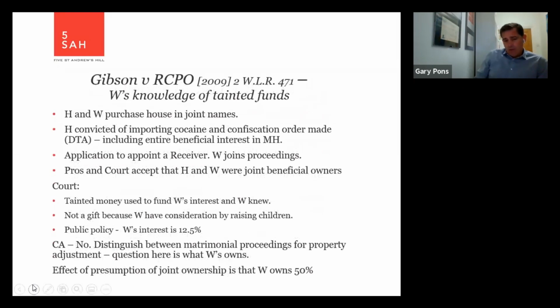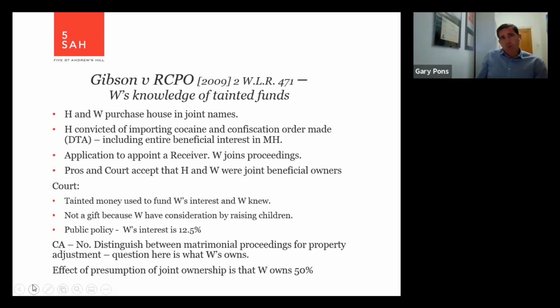So having dealt with the case of Bevan, what flows from that is the case of Gibson versus RCPO, which is another case, an earlier case, dealing with a wife's knowledge of the tainted funds. This was a case where the husband and the wife purchased the matrimonial home in joint names. The husband had been convicted of importing cocaine. The confiscation order was made under the Drug Trafficking Act, and the basis of the confiscation order was an assessment that the defendant's realisable property included the entire beneficial interest in the matrimonial home.